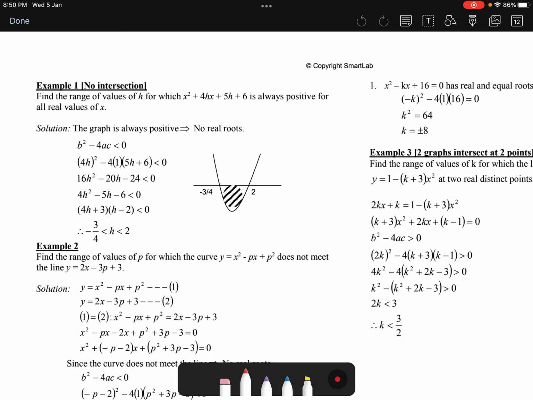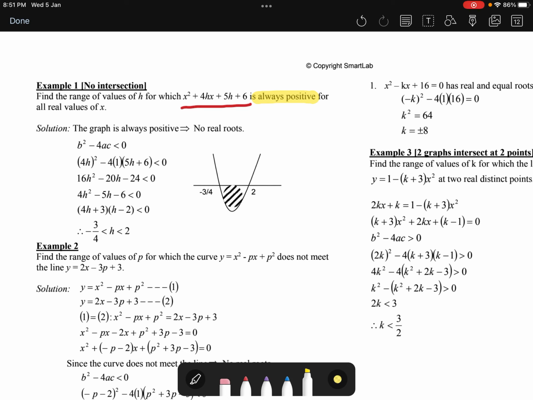Alright, so let us take a look at one of the examples to see how we solve this type of question. Example 1: find the range of values of h for which x squared plus 4hx plus 5h plus 6 is always positive for all real values of x. So the question wants us to form an inequality regarding h. It's not regarding x, it's actually regarding h.